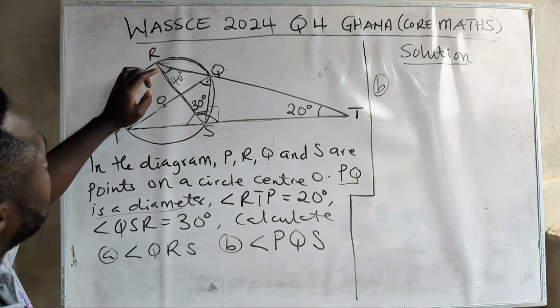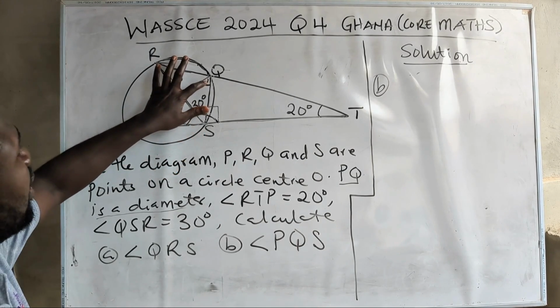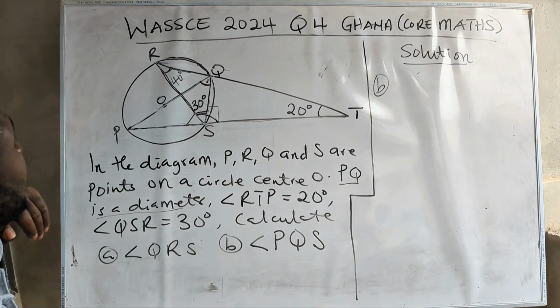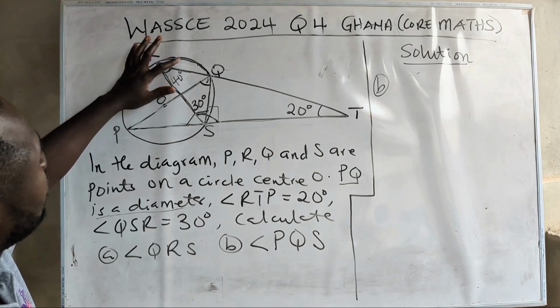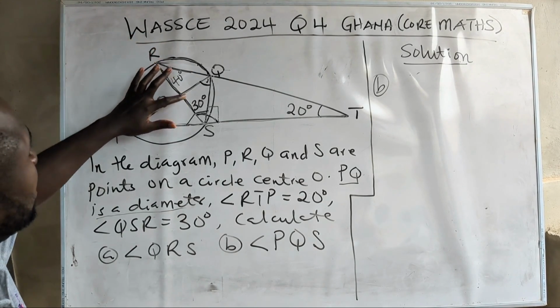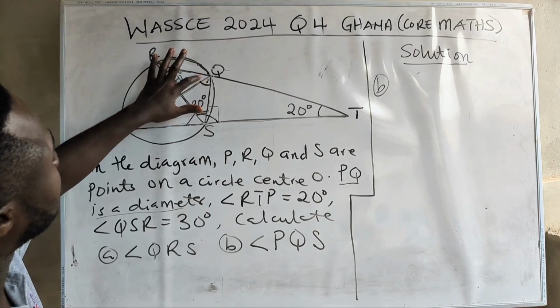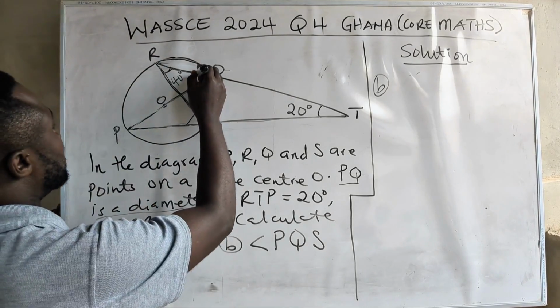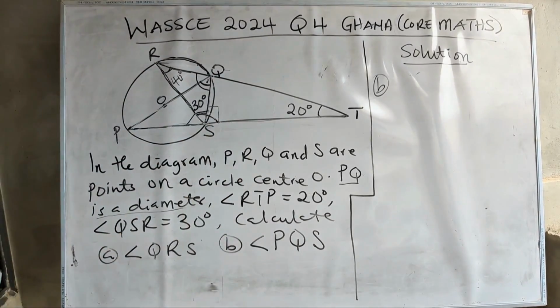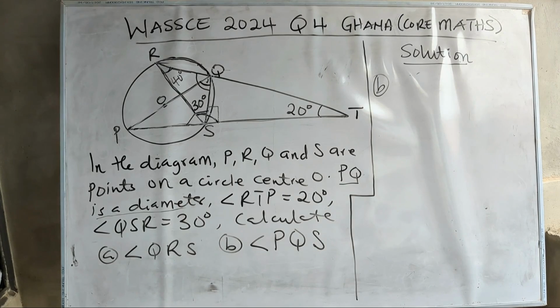We know he has 40, we know he has 30. So what is left for us to find this particular angle? Alright, we know that the sum of the interior angles of a triangle is 180. So 40 plus 30 here plus this angle here will give us 180 degrees. You see that? So that is what we are going to get.